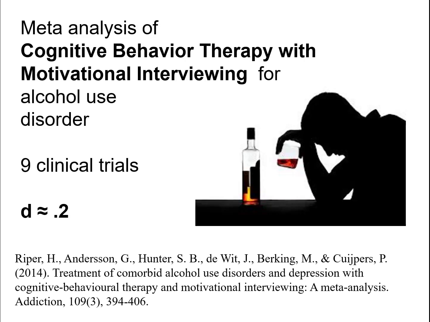And finally, what about a d-statistic of 0.2? This would be a very small effect. So what's an example of something that is very difficult to treat that produces a d-statistic of only 0.2? Well, one example would be cognitive behavior therapy with something called motivational interviewing for treating alcohol use disorder, which is just a formal name for what people often call alcoholism or alcohol dependence.